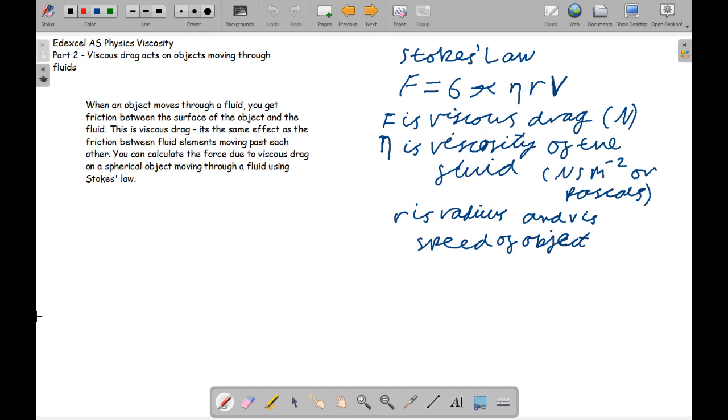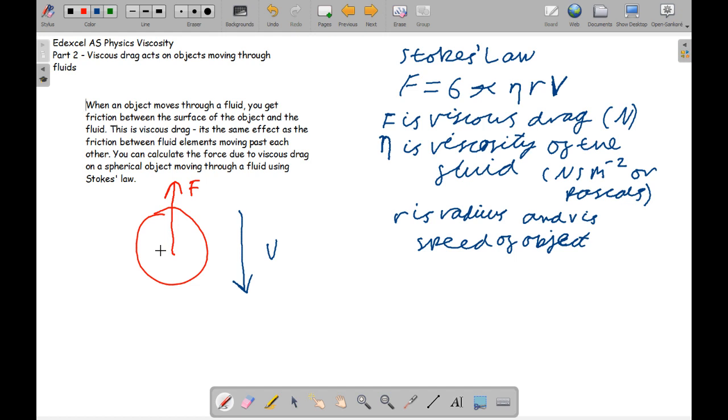So if I have a round sphere like this and it has force F applied to it, and in another colour, viscous drag can be marked as V. So this is the sphere falling in liquid. You can use the formula F equals 6 pi nRV.